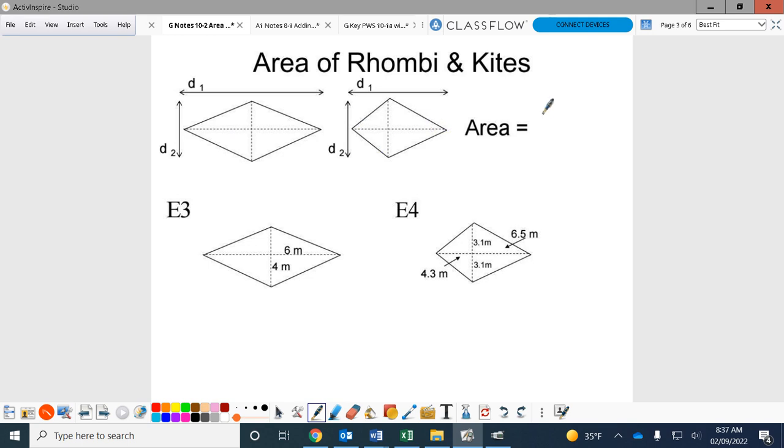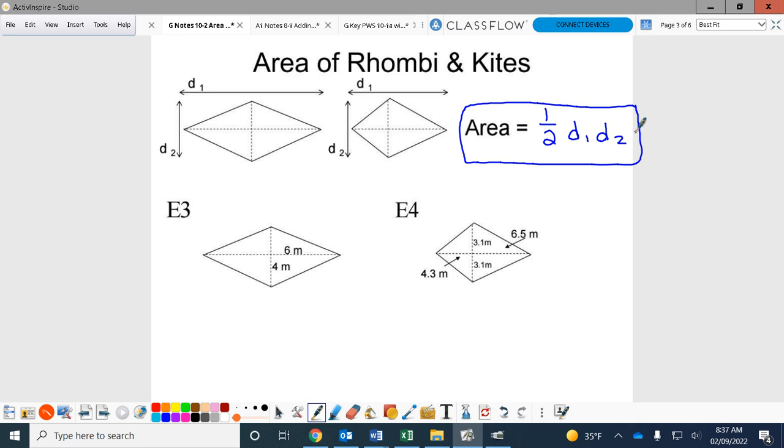It is going to be 1/2 diagonal 1 times diagonal 2. It is an extremely easy formula. It's like 1/2 base times height, but it's using the two diagonals. That's the only difference. Again, it's just a matter of knowing this formula and remembering that this is what applies to these shapes. The formula itself is not hard. This is one of the easier formulas you're going to use.